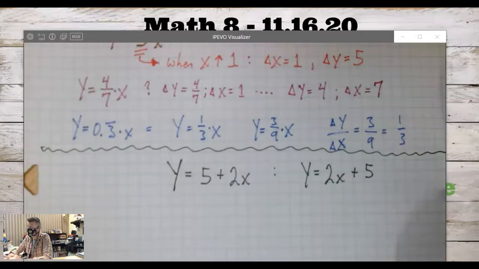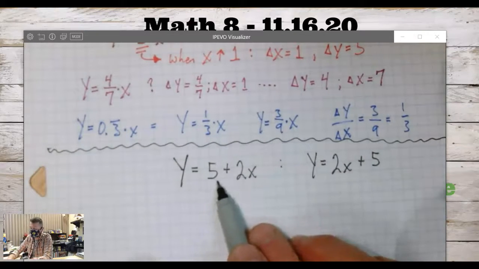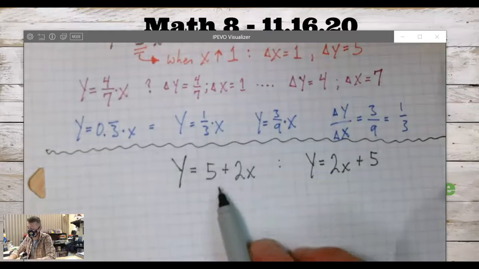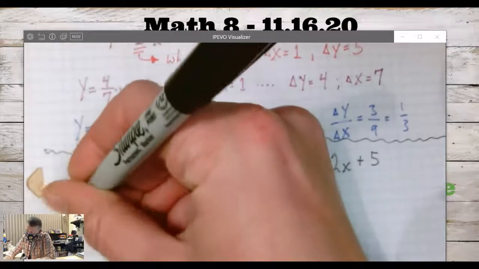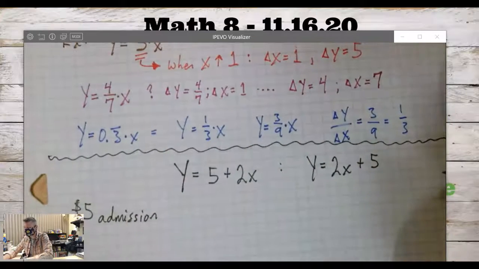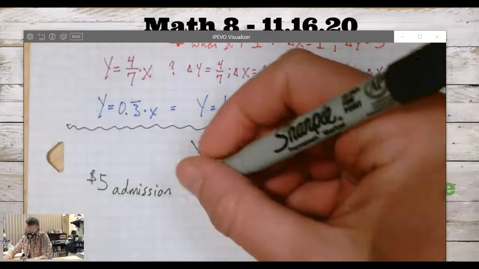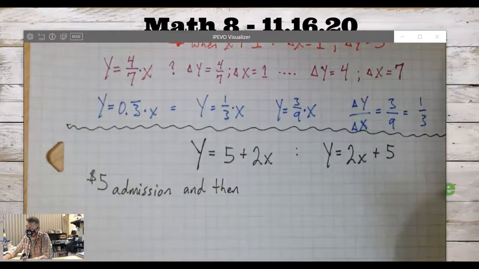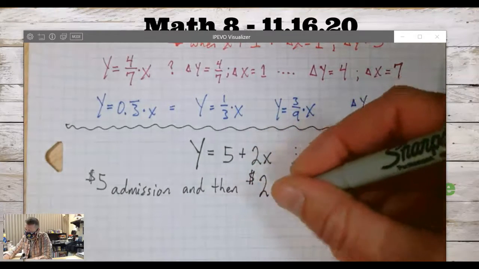This is my super secret private arcade. And to get into the super secret private arcade, it costs you $5 in admission. So please write this down. It is $5 admission to get into the super secret arcade. And then, because the games are old, they're expensive because we have to fix them all the time. And then, it's $2 per game.